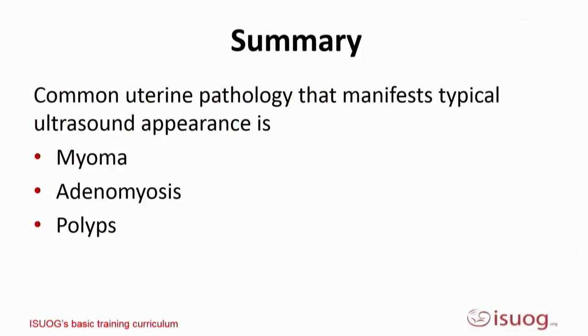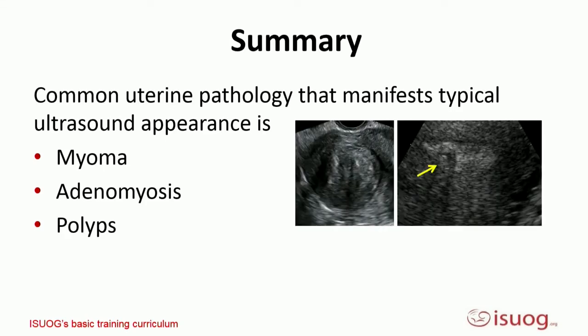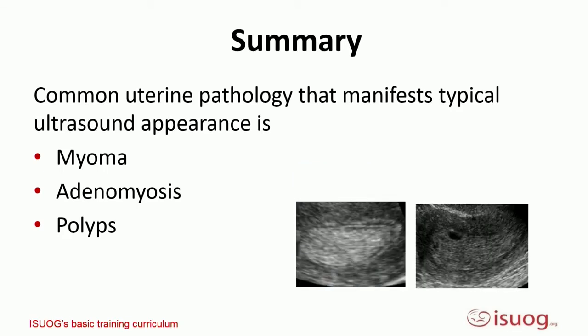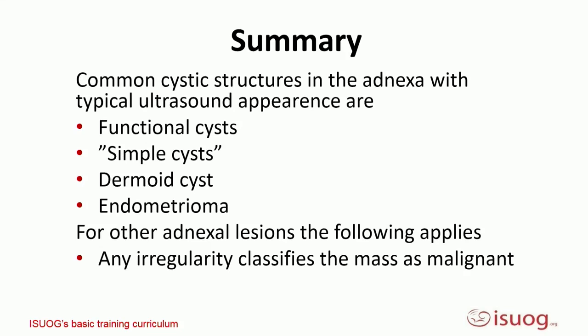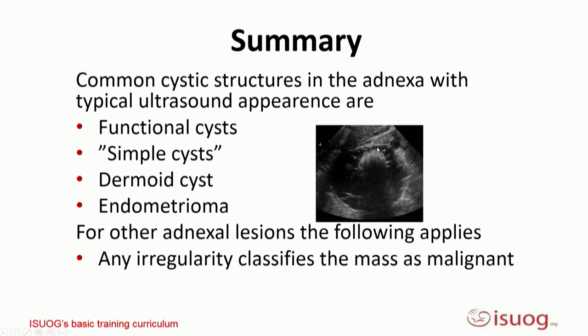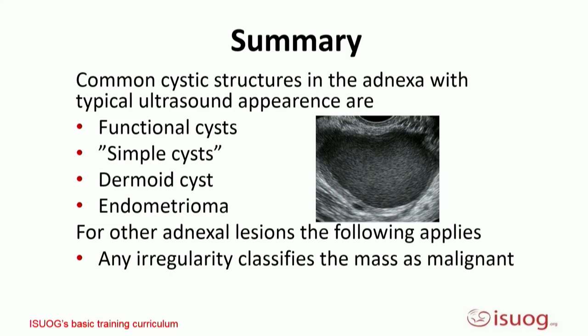So to sum up, common uterine pathology that manifests typical ultrasound appearance is myoma, including submucous myoma, adenomyosis, and polyps. Common cystic structures in the adnexae with typical ultrasound appearance are functional cysts, including the hemorrhagic corpus luteum cyst, and simple cysts, dermoid cysts, and endometriomas. And for other adnexal lesions, the following rules of thumb apply. Any irregularity classifies the mass as malignant.